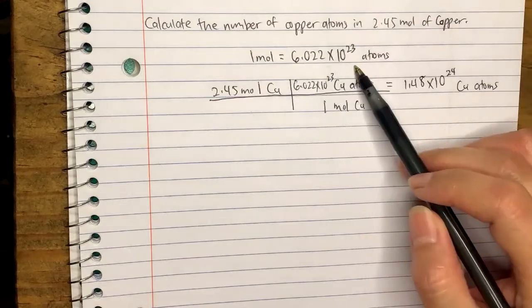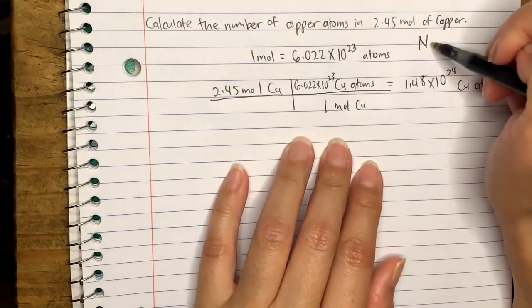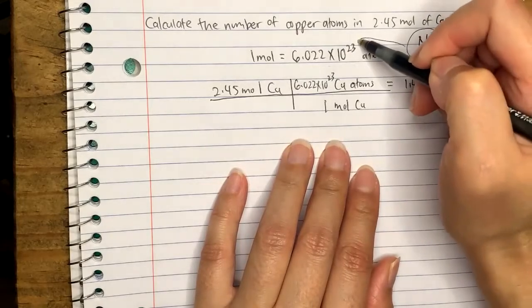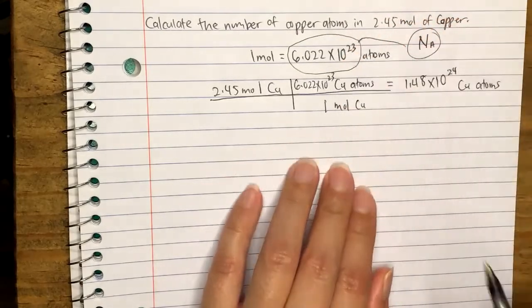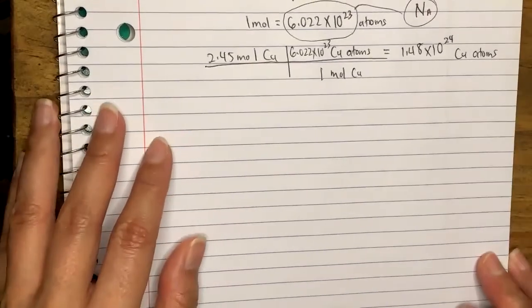Okay, this is the Avogadro's number on your periodic table, or the symbol Na on your periodic table. That's that number right there. Okay, all right, let's do another conversion.